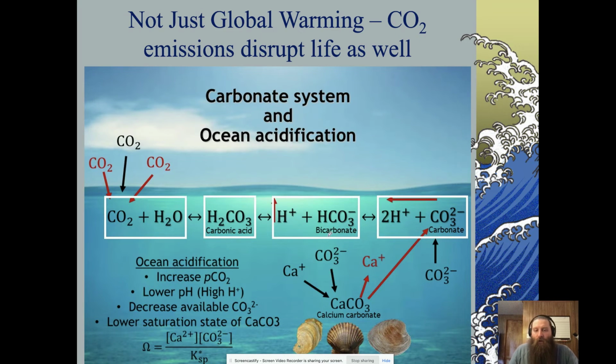Carbonic acid interacts with bicarbonate, which is formed by carbonate and hydrogen ions in the water. Why do bicarbonate and carbonate matter? All of the things that form calcium carbonate shells in the ocean rely on the concentration of carbonate in the water. When you have ocean acidification occurring, everything in this equation starts to shift and you lose carbonate in the ocean.